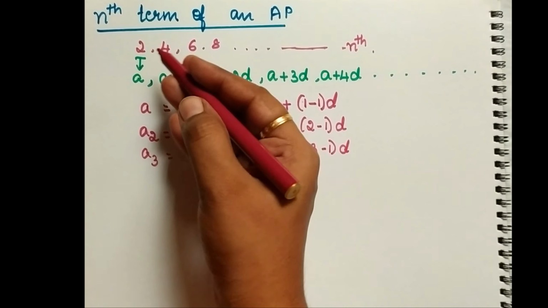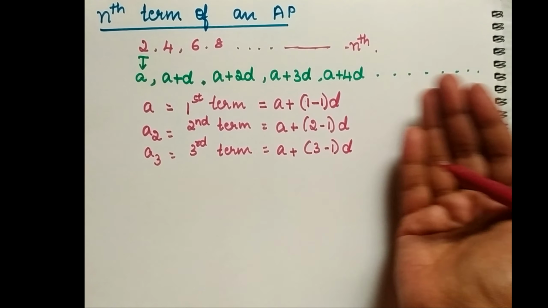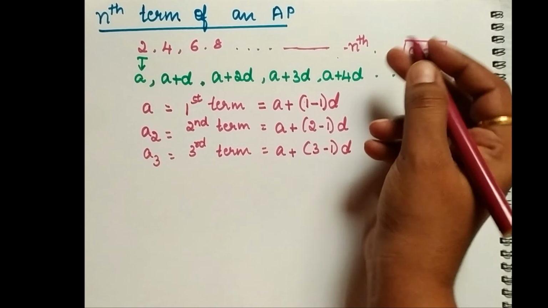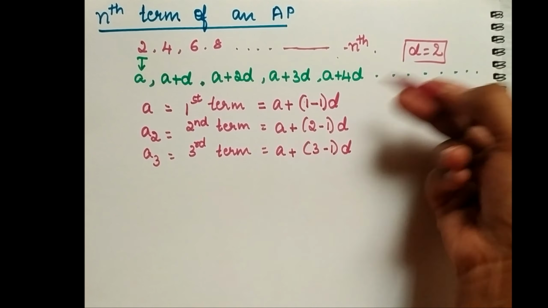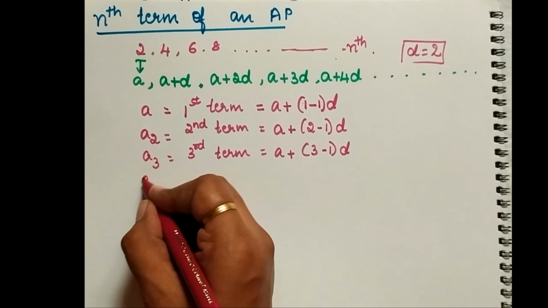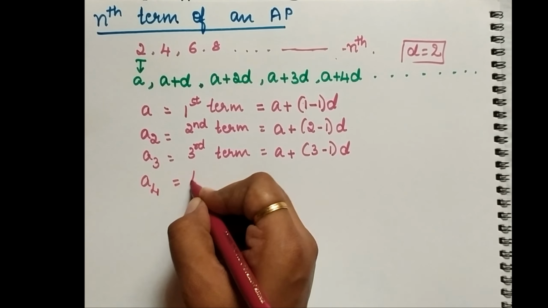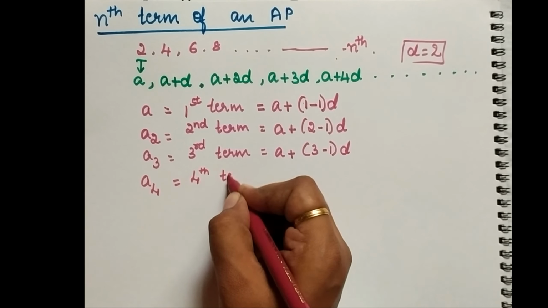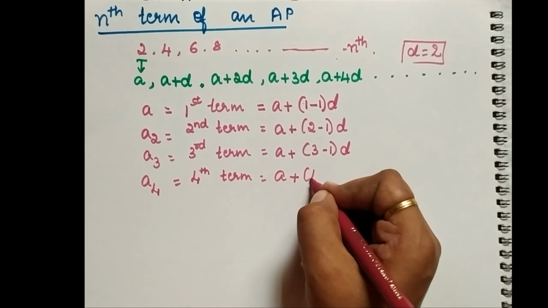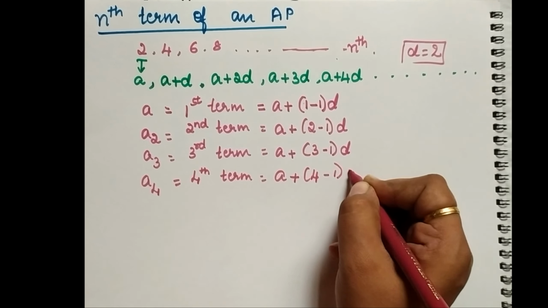Simultaneously, you can write the numbers here and verify. Since we have D equal to 2 in this series, you can directly substitute the value 2 and verify whether it follows the sequence or not. A4 is the fourth term. This is the general way of writing the arithmetic progression: A plus 4 minus 1 into D.